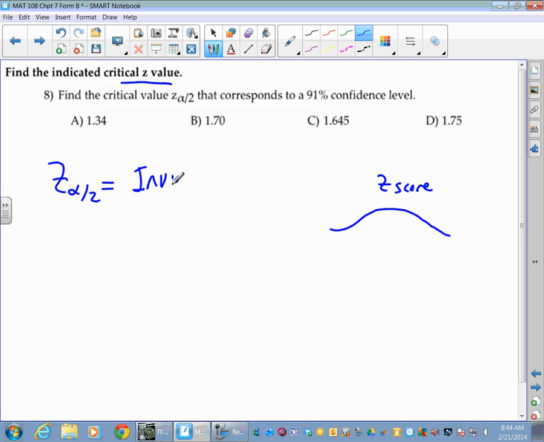Yep, inverse norm of 1 minus alpha over 2, 0 to 1. You don't need the 0 to 1. That just means the mean is 0 and the standard deviation is 1. So what is alpha? Yeah, you take 1 minus 0.91 and you get 0.09.